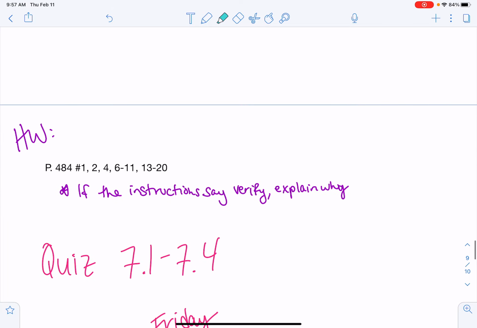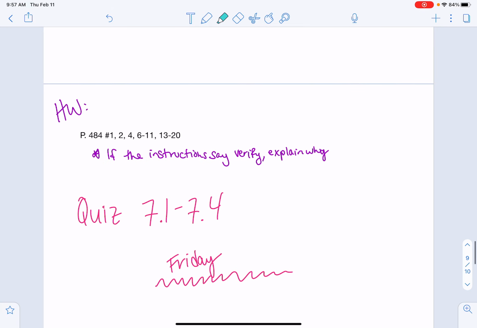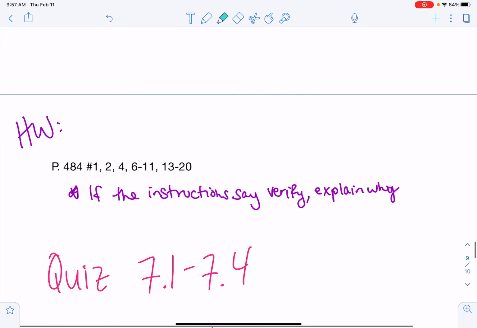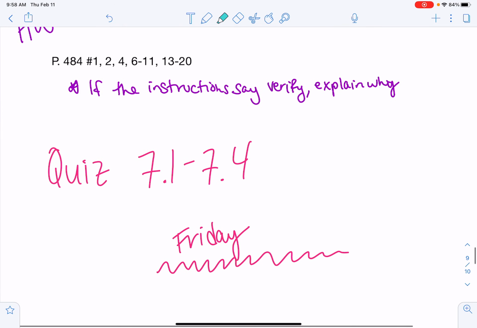That is all. I just want to let you know, heads up, this is your homework. There's some proofs on there, or it says verify, so you can either write a proof or explain why. You just need to have some kind of explanation for those. I did proofs for my answer key, but you can write it out if you'd rather. And then your quiz is not going to be until Friday, so I will be here for that.